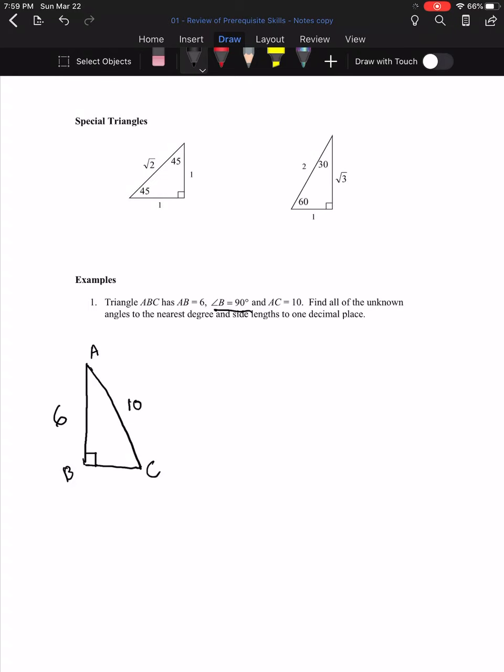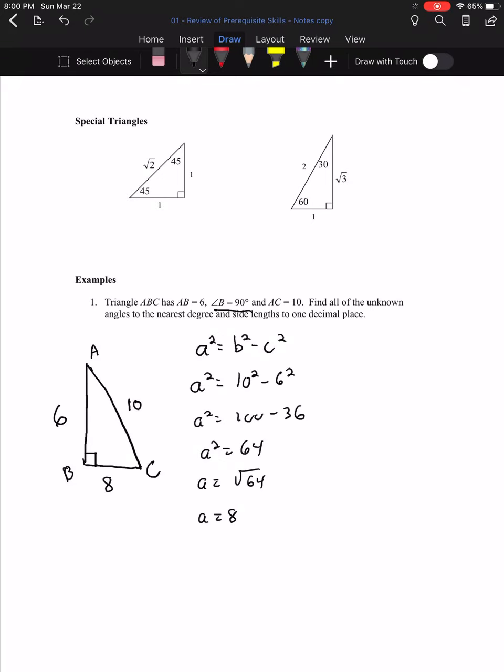Well, I think for me, I'll go after the missing side first. A little Pythagorean theorem will do it. I'm going to use a squared equals b squared minus c squared. I know those letters don't look in the right spots, but notice they put B over here as the hypotenuse, so I was stuck with doing it that way. So I get a squared equals 10 squared minus 6 squared. a squared equals 100 minus 36. a squared is 64, so a is the square root of 64. I get a equals 8. This question doesn't have any units in it, so it's just an 8. I'll fill that in on my diagram here.